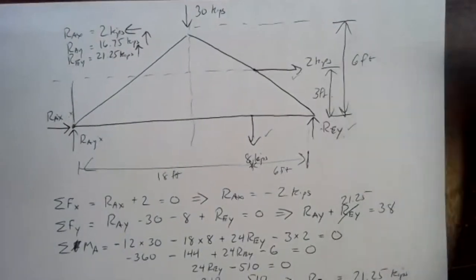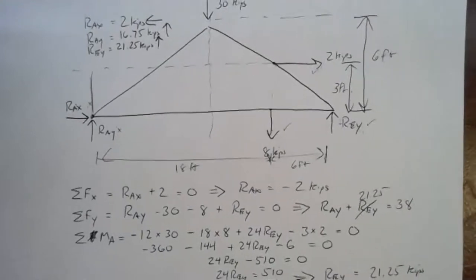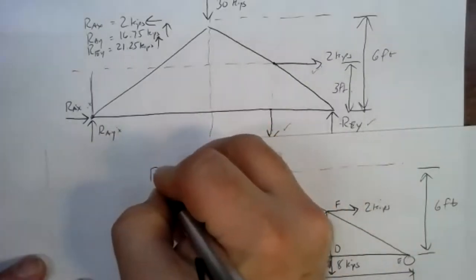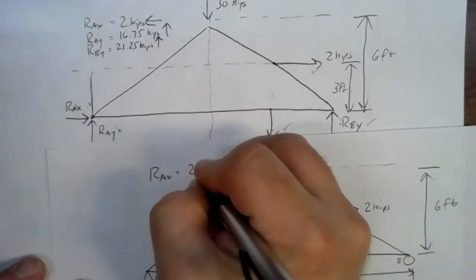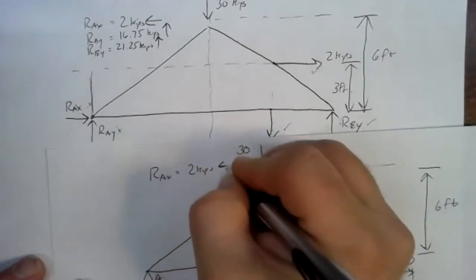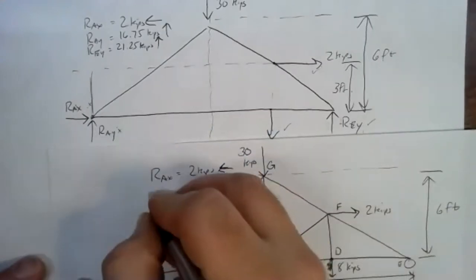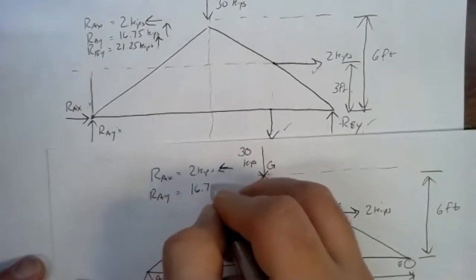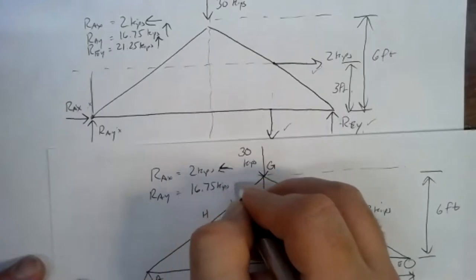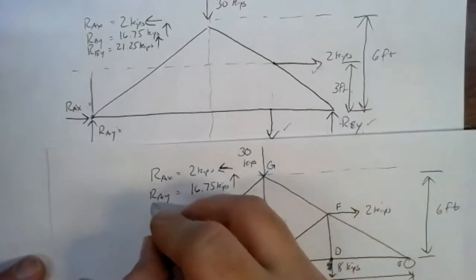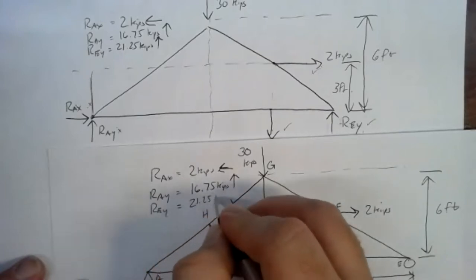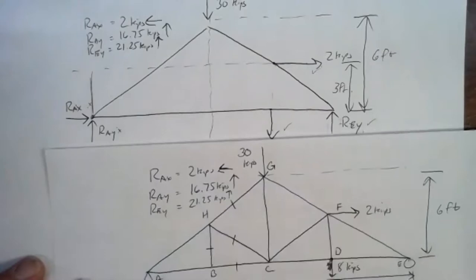So we'll copy those back over. Anyone have any questions on the reaction forces? So let's copy those back over here. RAX was 2 kips to the left. RAY was 16.75 kips up. And REY was 21.25 kips up.